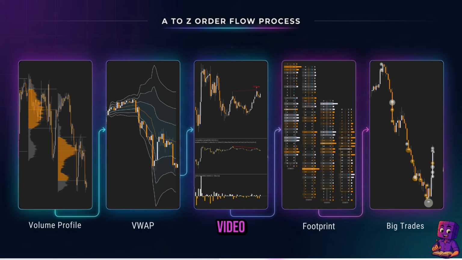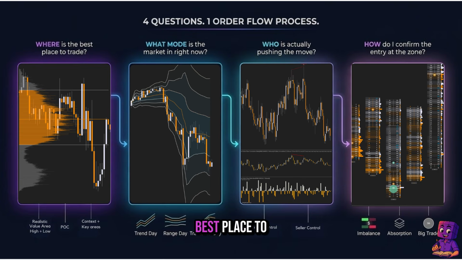In the first video, we promised you a clear A to Z structure for order flow, and we said every episode answers 4 questions. Where is the best place to trade? What mode is the market in right now? Who is pushing the move? How do we confirm the entry? Today is the foundation of everything. Where? Because if you don't have a location, footprint and delta will just confuse you.